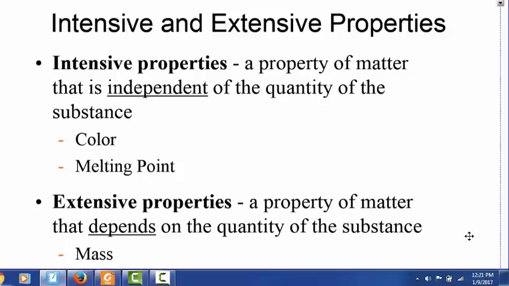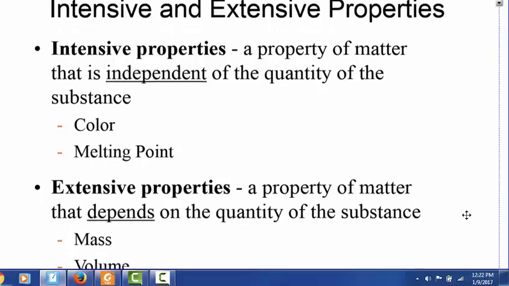If I had a 2-inch by 2-inch cube of ice, it would melt once I go over 32 degrees Fahrenheit. If I had a 2-foot by 2-foot block of ice, would it still melt once you go over 32 degrees Fahrenheit? Yes, it would. So that was an intensive property. It does not depend on how much you have.